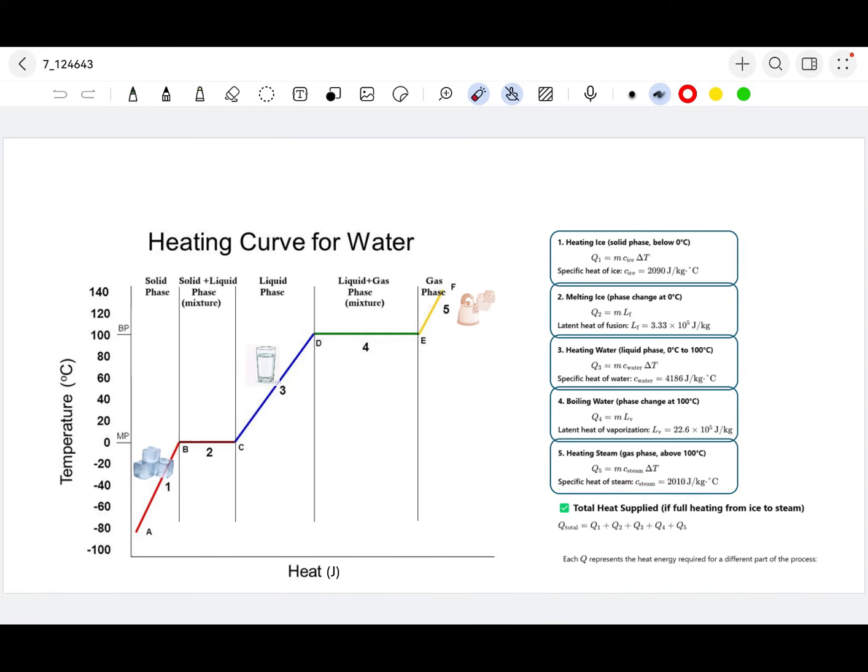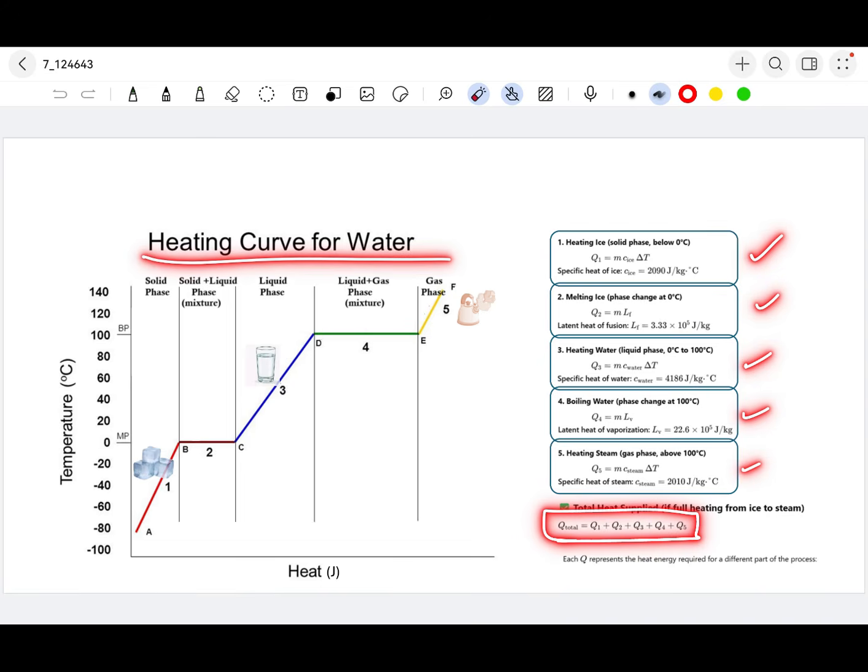Suppose we want to know the complete process, the total heat energy supplied, for example from the solid phase to the vapor state above 100 degree. For the complete total energy, you have to add Q1, Q2, Q3, Q4, Q5, that is the total energy.